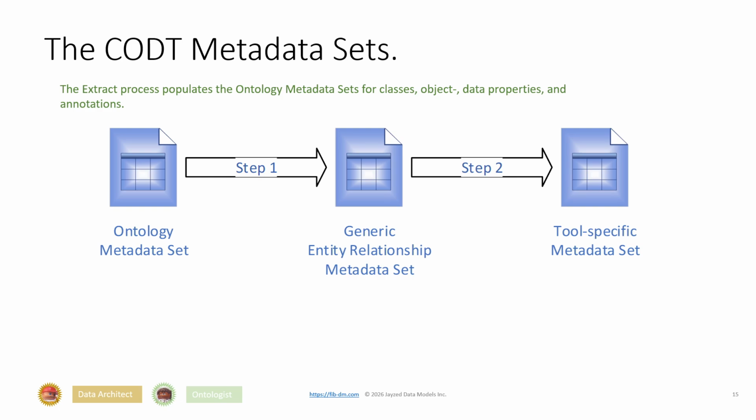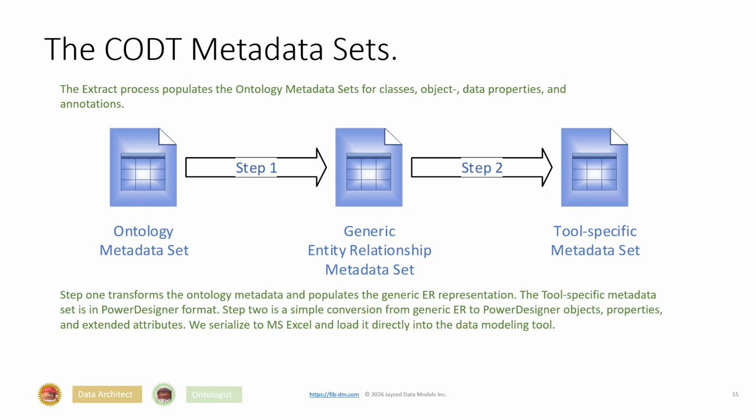So the COD metadata sets: there's an extraction process that populates ontology metadata sets for classes, object and data properties, and annotations. Then step 1 transforms ontology metadata and populates a generic entity relationship metadata set. And then in step 2, the generic ER gets transformed into tool-specific metadata sets. And in this case, these are Power Designer object properties and extended attributes. Now we serialize to MS Excel and load it directly into the data modeling tool.